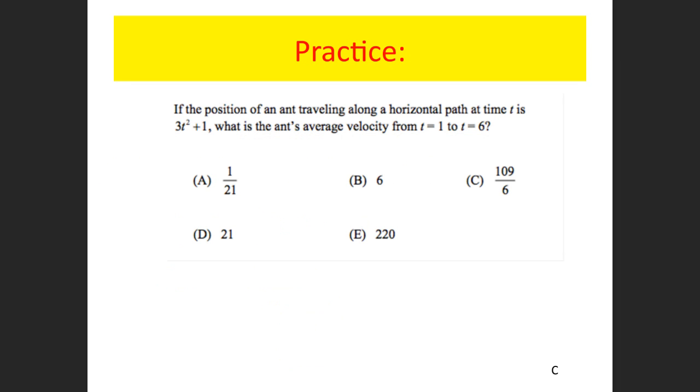All right, this one's yours. If the position of an ant traveling along a horizontal path at time t is equal to 0 is 3t squared plus 1, what is the ant's average velocity from t equals 1 to t equals 6? Average velocity.